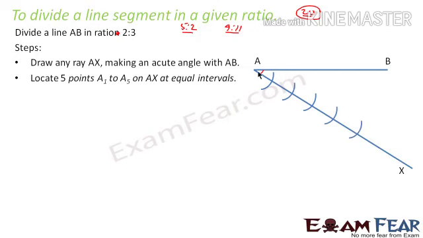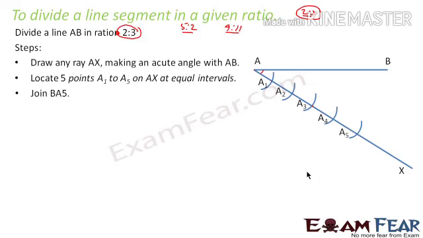How do we do this? Take the compass and take one length. From this point you draw an arc like this using the compass, and then from this point, with the same length, draw like this, then from this point, and then from this point, and from this point like this. So you will get equal intervals of points, and let's name these points A1, A2, A3, A4, A5. Correct? So I have 5 equal intervals. Why 5? Because the question says 2:3, and 2 plus 3 is equal to 5. So I draw 5 equal intervals.